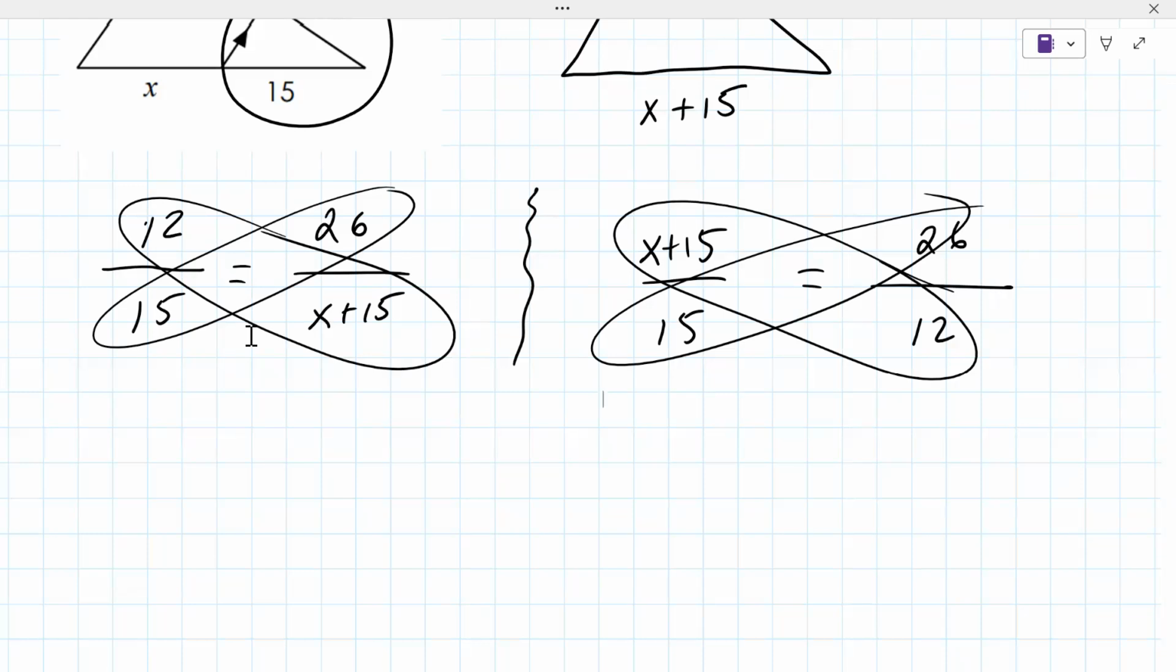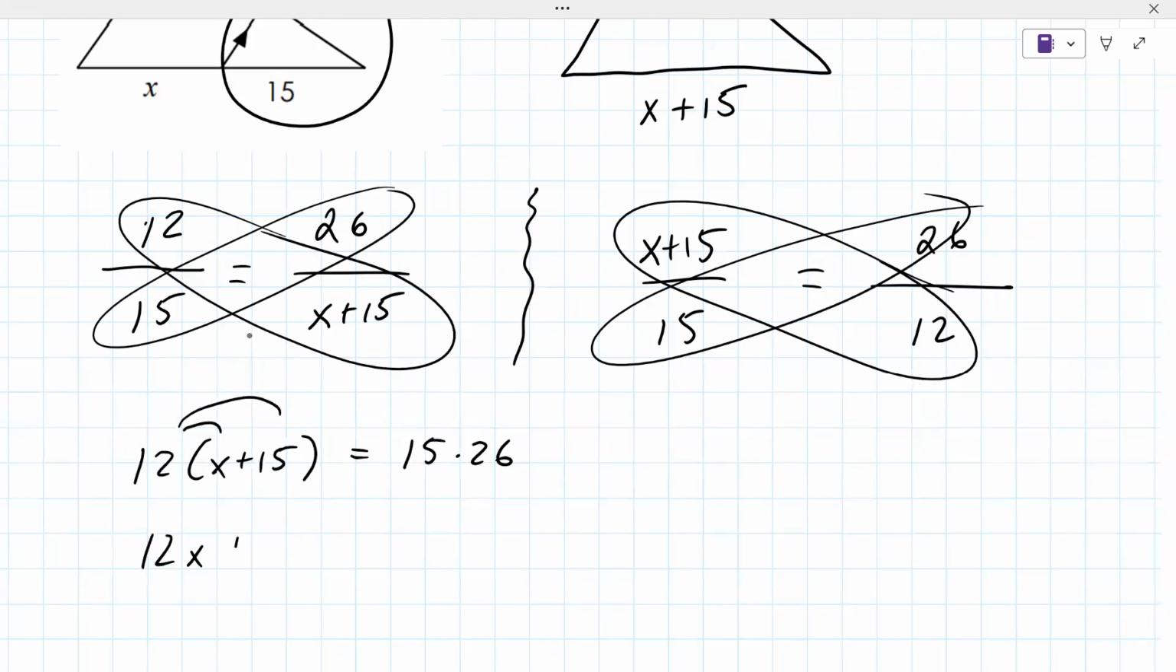Sure. So it would be 12 times x plus 15 equals 15 times 26. That's just the diagonal multiplication. You will then take the 12 and multiply into both the x and the 15. So 12x plus 180 equals whatever 15 times 26 is. You probably need to grab a calculator. 390.